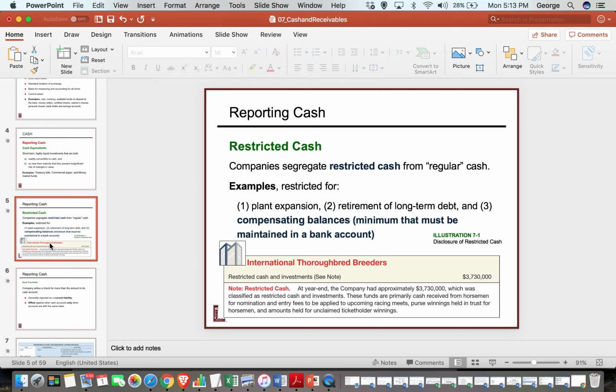All right, restricted cash. That means we have cash available, but another party is restricting it. So, for instance, we might decide we're going to expand our plant, or we're going to retire some long-term debt, or we might have a line of credit with a bank, and they require a compensating balance. That's a minimum that must be maintained in a bank account. So we might have a line of credit up to $5,000 a month with a bank, but they're saying, hey, if you're going to do this, we also want you to keep $5,000 or $2,500 in our account.